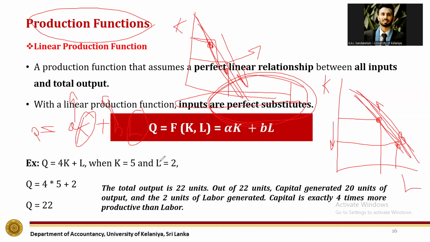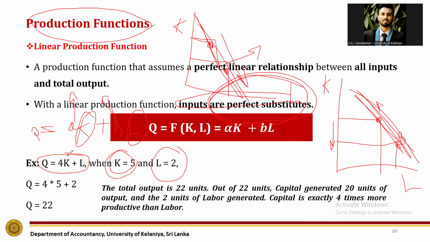According to the economy, the production function is given as 4K plus L. Now the values were given. The capital is 5 and the labor is 2. With that calculation, we can easily identify the contribution from the capital and the contribution from the labor.